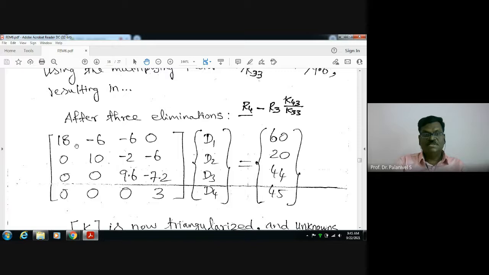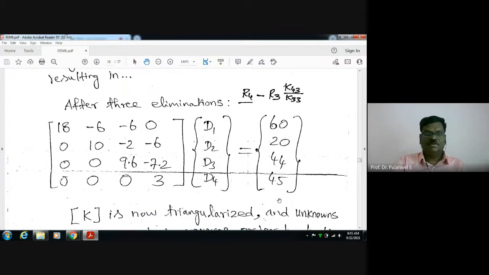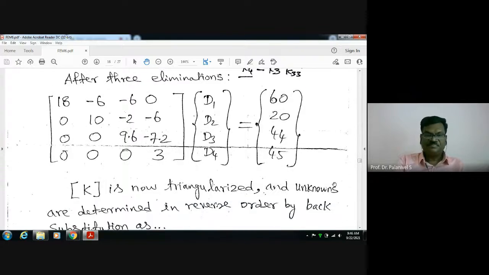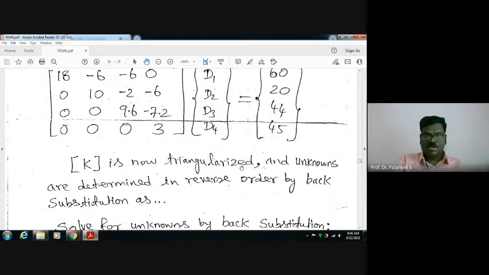Okay, so now the matrix is converted into an upper triangular matrix. Here we made all the coefficients 0. Only upper triangular matrix. So finally we got, after 3 eliminations, you can write plural. After 3 eliminations, it is converted like this. Now K is triangularized, and the unknowns are determined in reverse order by back substitution.